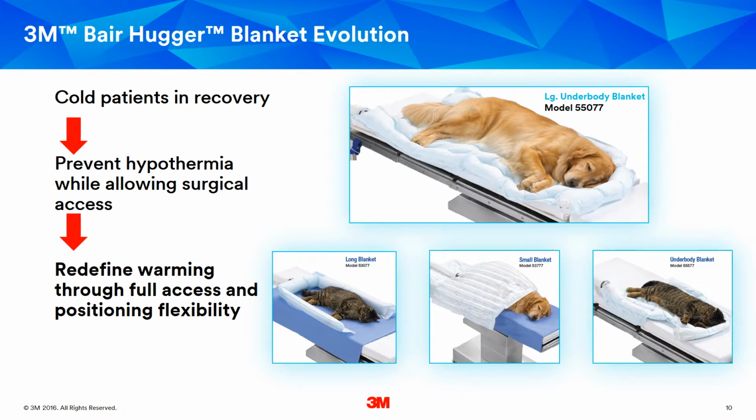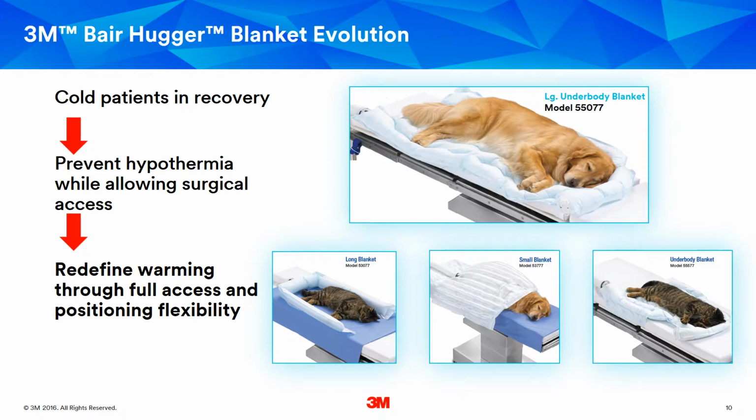The Bair Hugger system pioneered forced air warming in the 1980s and began by addressing the problem of cold surgical patients in the recovery room. This was a problem seen and felt by clinicians and patients everywhere and continues yet today.